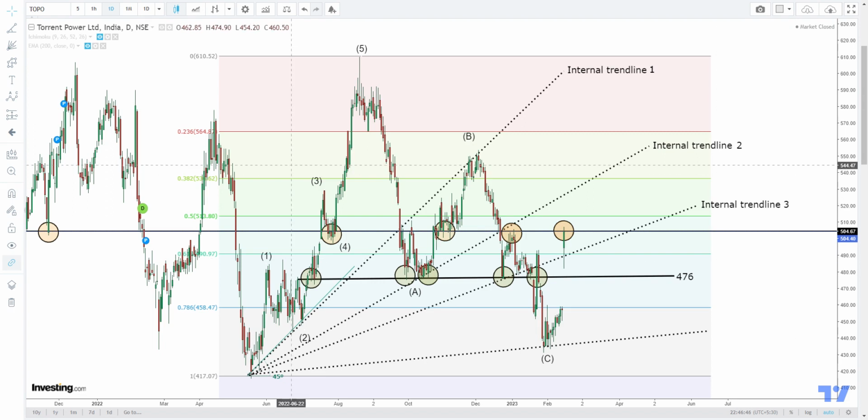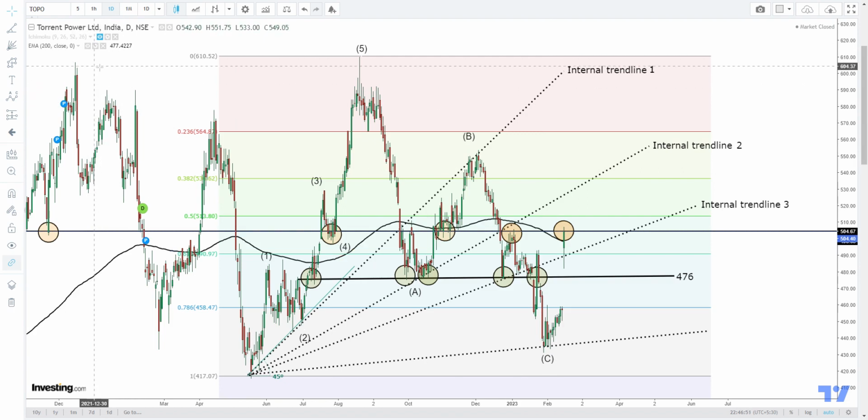Now, quickly, if I have to explain the significance with respect to today's move, let's discuss the 200 EMA. So this is the 200 exponential moving average. Ever since it broke with the confluence of 50%, this is the first time that Torrent Power has settled above the 200 exponential moving average, correct? So it broke the 200 exponential moving average over here, correct? With a strong support of 502 and internal trend line 1.